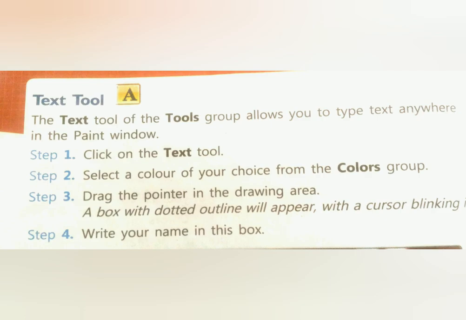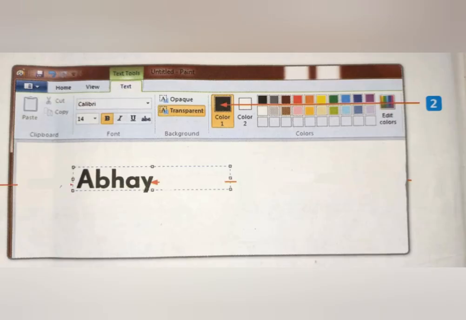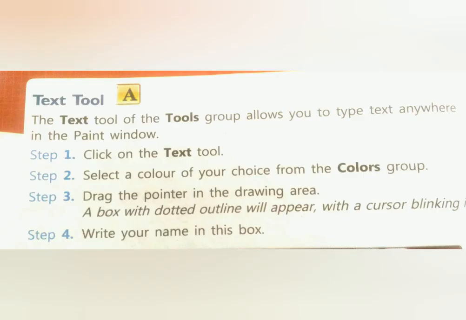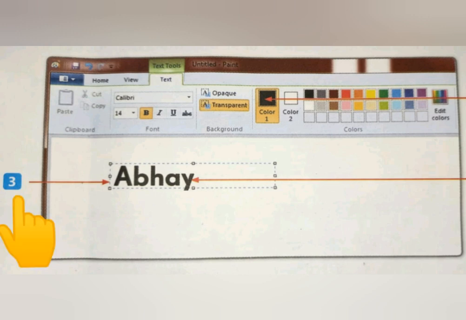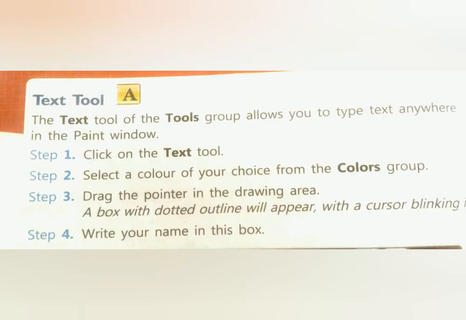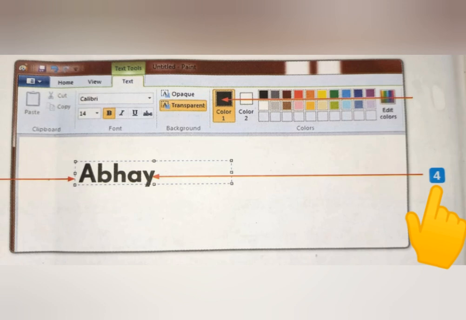Step 2, select the color of your choice from the colors group. Here you can see arrow number 2. From there you can select the color of your choice. Then drag the pointer in the drawing area. A box with a dotted outline will appear with a cursor blinking inside. You can see it in the picture also. And the last step, then you can write anything in this area. You can see in the picture also, here it is written Abhay.